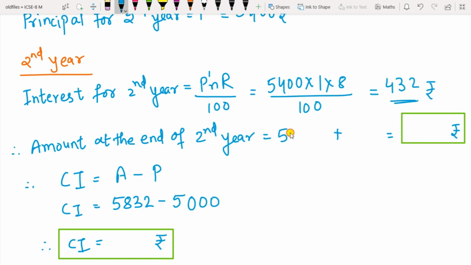So the amount will be 5400 plus 432. It is 5832 rupees. So here now you have to find the compound interest equal to A minus P. So 5832 minus 5000, it is 832 rupees is the compound interest.